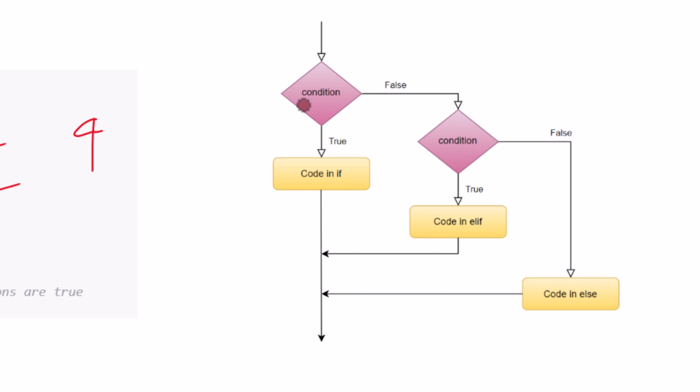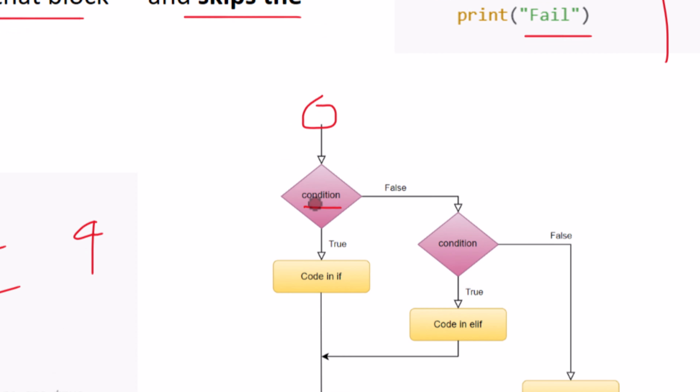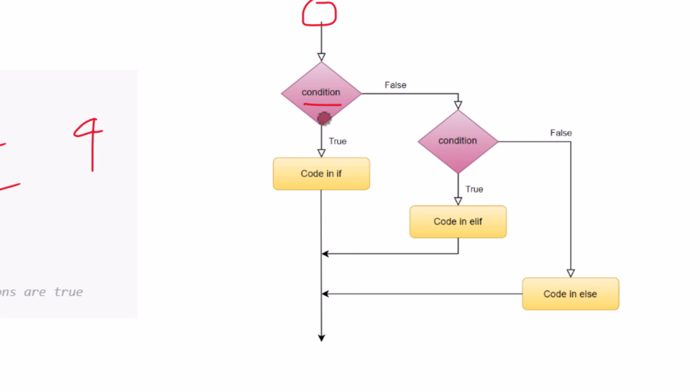At the top, the program starts as always. The first thing Python hits is the if condition, represented by this diamond box. This condition could be something like, is the score greater than 90, or is the user an admin? If that condition is true, Python immediately goes down the left path, executes the code inside the if block, and then skips everything else, the elif and else. It doesn't even look at them. Once the block finishes, the program continues with the rest of the script.